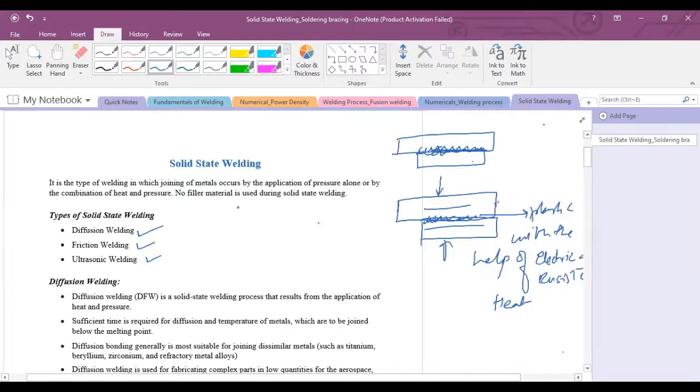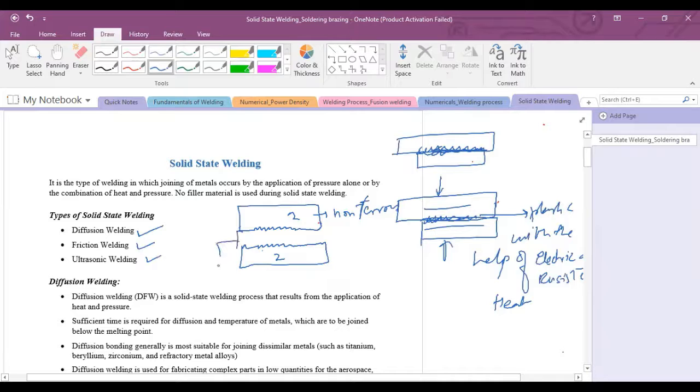You can join parts which have an uneven surface. Part one has an uneven surface, and part two also has an uneven surface. You can weld these two parts. What you will do in diffusion welding, if these parts are non-ferrous parts, you will place these two parts in very intimate contact, a close contact.